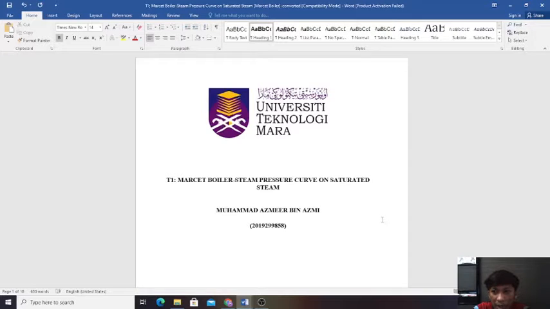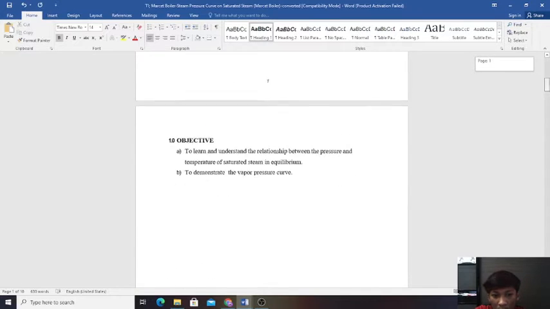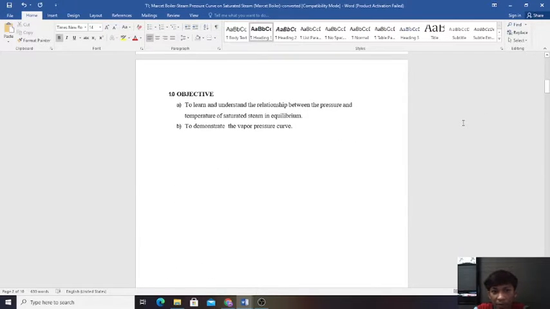Today I will explain about experiment T1, Marcet boiler steam pressure curve on saturated steam. First, the objective of the experiment is to learn and understand the relationship between the pressure and temperature of saturated steam in equilibrium. And the second objective is to demonstrate the vapor pressure curve.